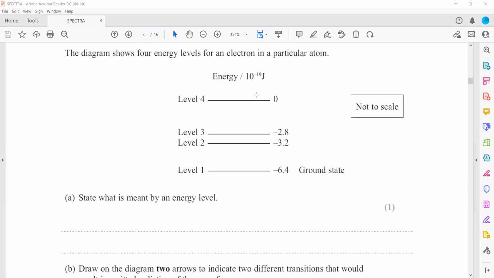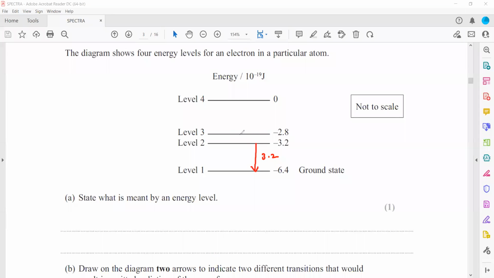Which two lead to the same energy difference? So when we subtract, we will check all the possible ones. Here 6.4 and 3.2. What is the energy difference? First I'm writing all of them, and at the last I will mention the answer. So 6.4 minus 3.2, that is 3.2. So this energy difference is 3.2.